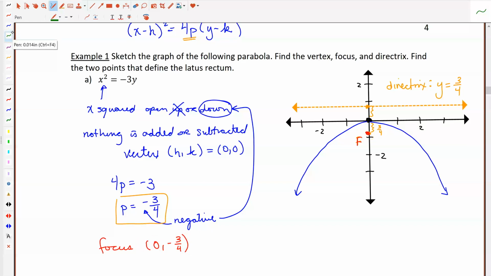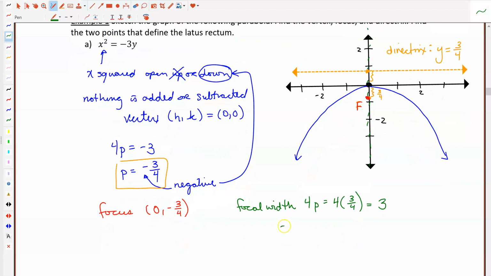Finally, let's go get the 2 points that are going to be on that latus rectum, or the focal width. The focal width is 4p. In this case, this is just going to be a distance, so I don't have to worry about p being negative. I can just do 4 times 3/4. So the focal width is going to be 3. From here, which is going to be my axis of symmetry, I'm going to go half the distance to the left and half the distance to the right. So we split that in 2 and get 3/2. From my focus, I'm going to go 3/2 this way, and I should get a point on my parabola. And from my focus, I go 3/2 this way and get another point on my parabola.